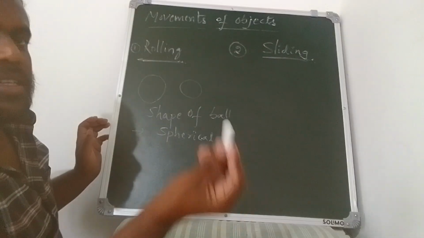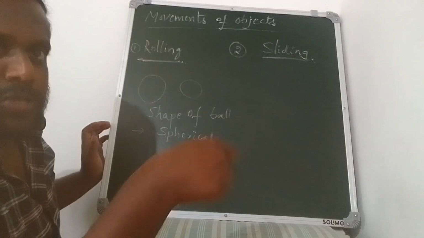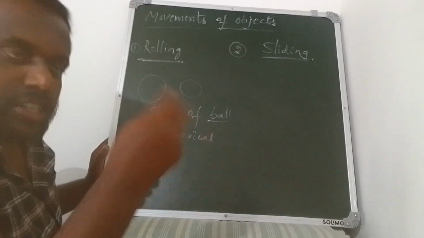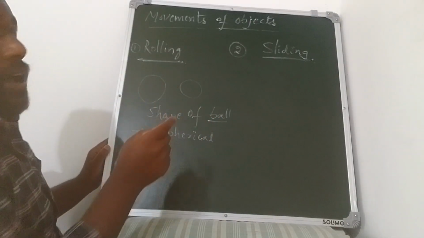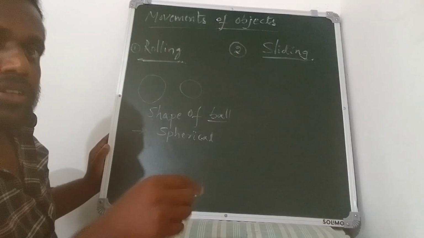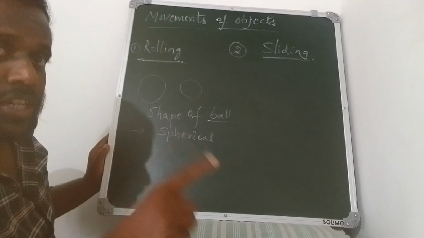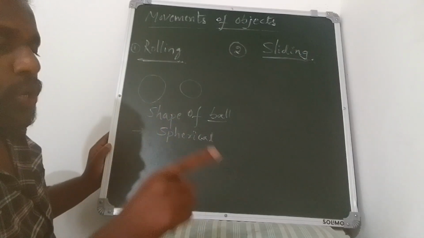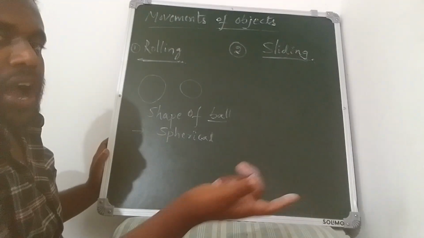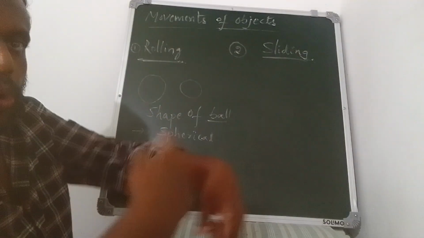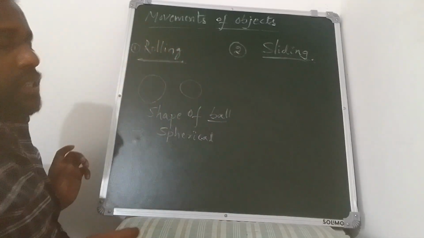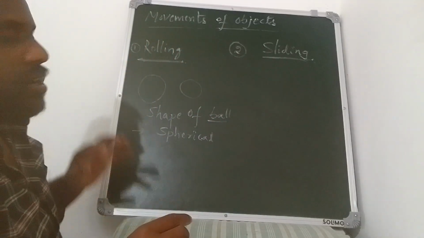So examples: the chalk piece movement, and this ball movement, that is rolling. Next, another example: the wheels of a car. The car wheels' movement is rolling. Next, a coin. If you just throw a coin like this, it will roll. Correct. So that type of movement is called rolling.